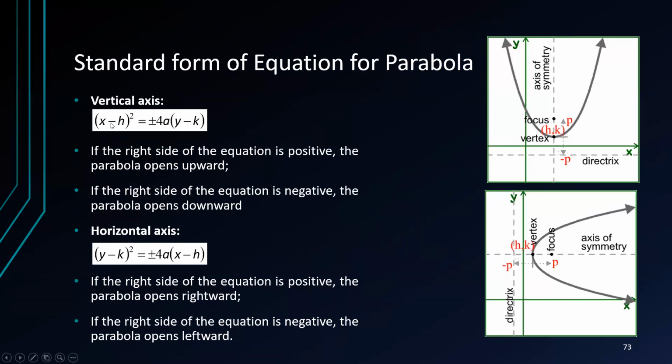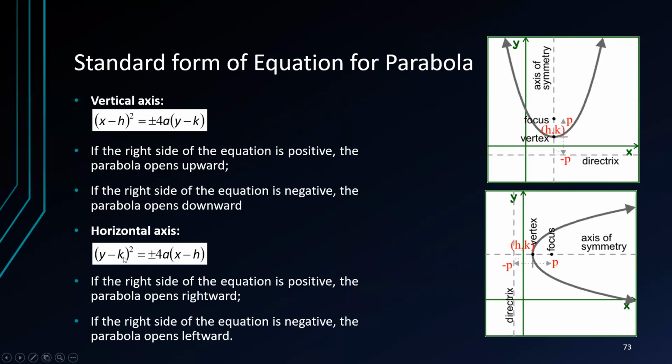So standard form of equation for parabola is, vertical axis is x minus h squared equals plus or minus 4a times y minus k. If the right side of the equation is positive, the parabola opens upward. Ayan, sa picture. If the right side of the equation is negative, the parabola opens downward, pababa. Okay, ito yan, plus or minus.